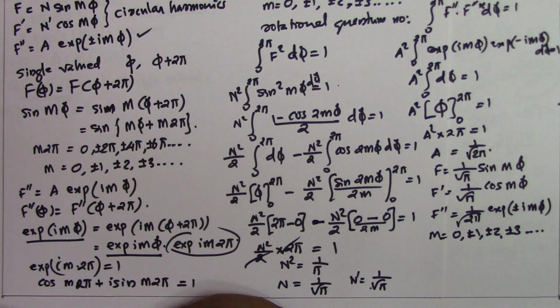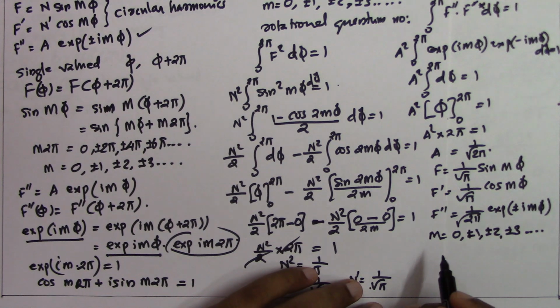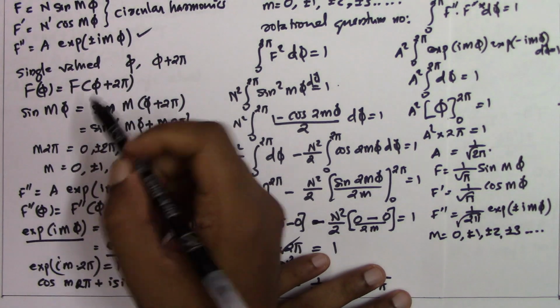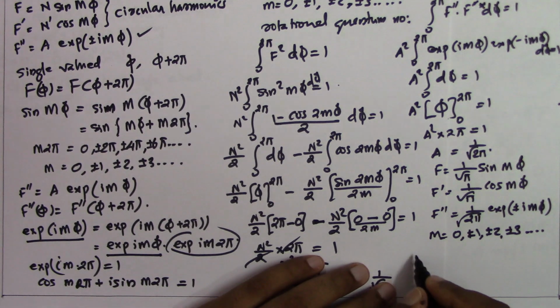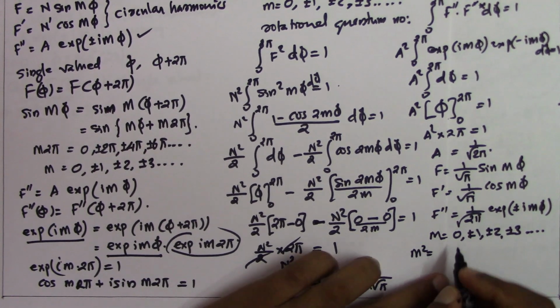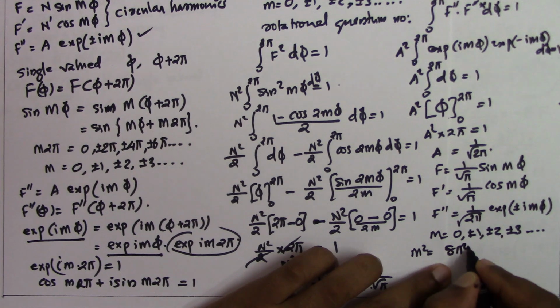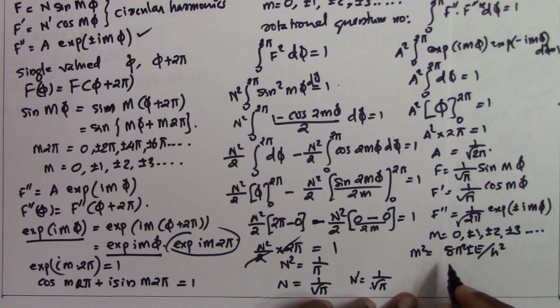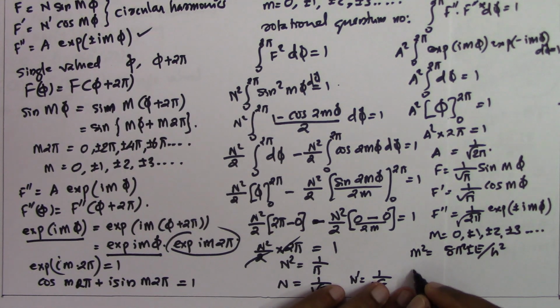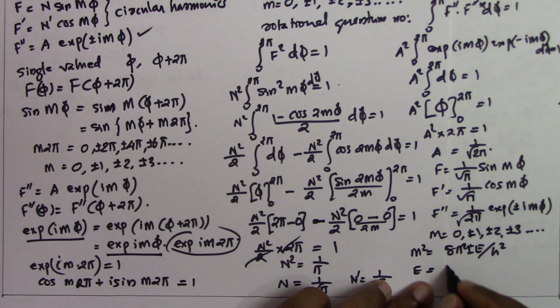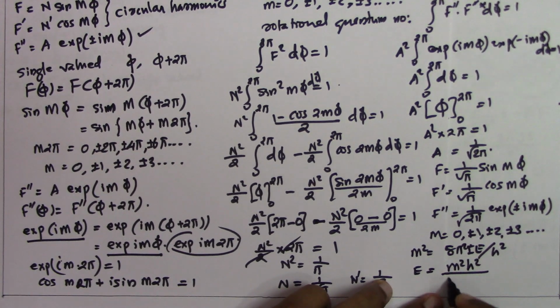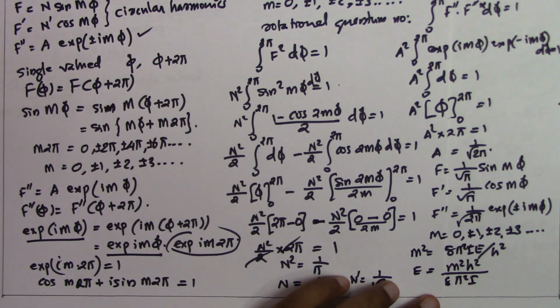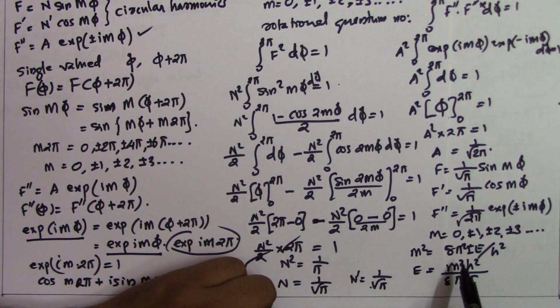Now we have to look into the energy equation, and we have already seen that in the previous video. You can see that we took m square is equal to 8 pi square I E divided by h square, that was m square. From this one we can see that E is equal to m square h square divided by 8 pi square I, where m is equal to 0, plus or minus 1, plus or minus 2, plus or minus 3, etc.